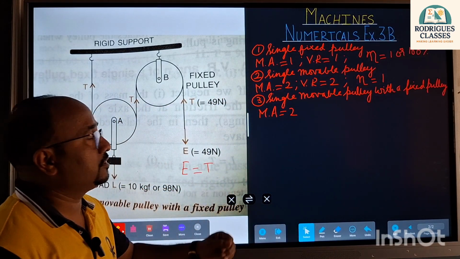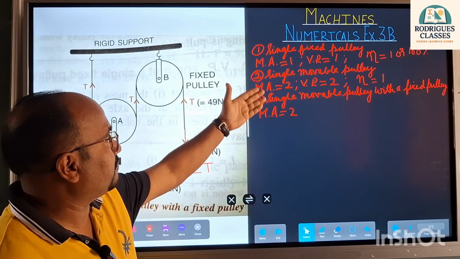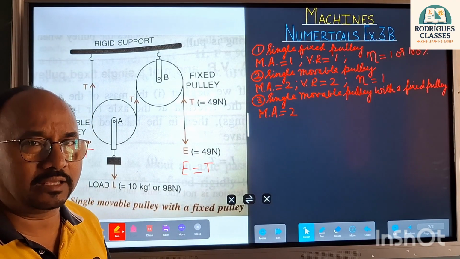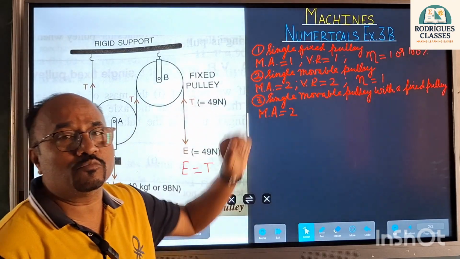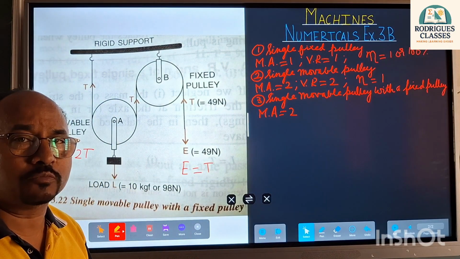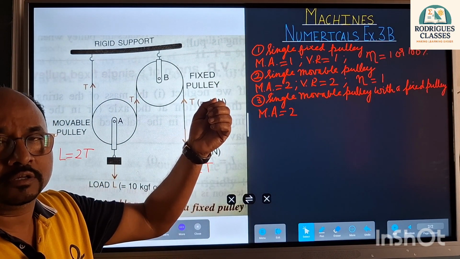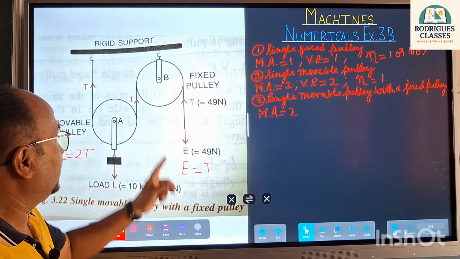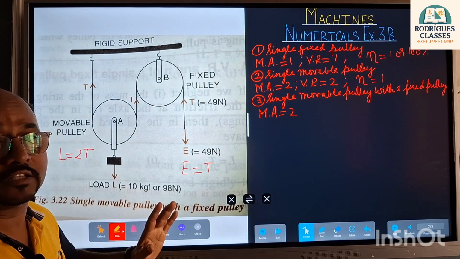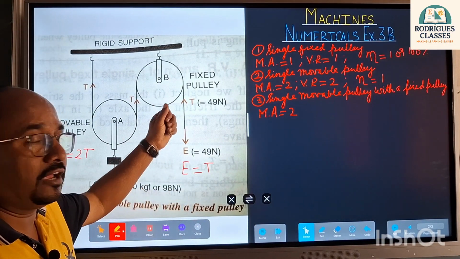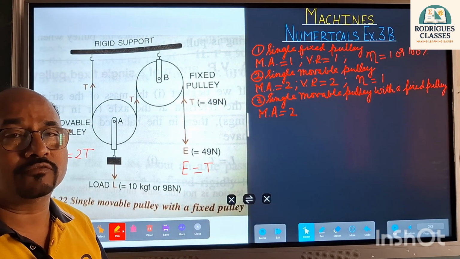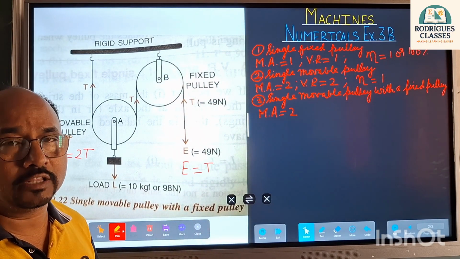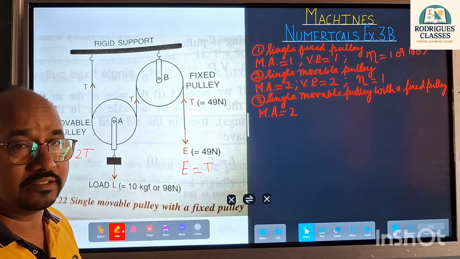Now the question is, what is the benefit if mechanical advantage is 2, same in both cases? A big advantage here is that in the previous one with a single movable pulley, the effort was to be applied in the upward direction against the force of gravity. In this condition, with the help of another fixed pulley, we are applying the effort in the downward direction, which is a convenient direction. The weight of the body also can be used in pulling the object. So that is the benefit in this case.